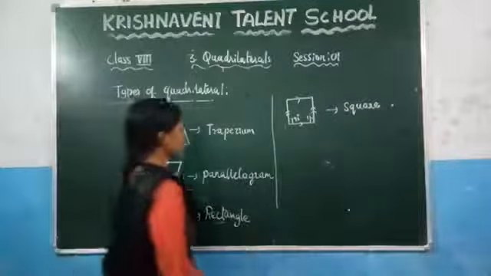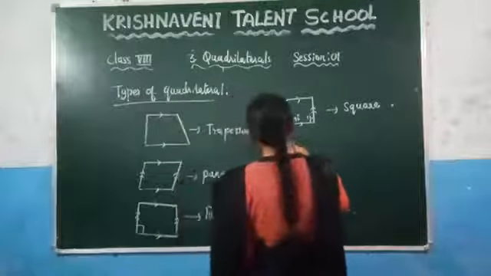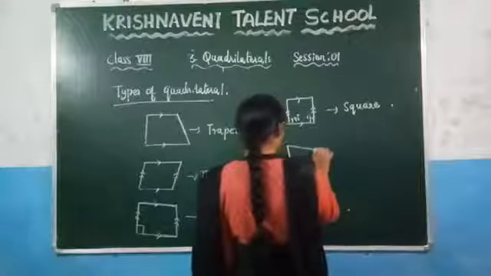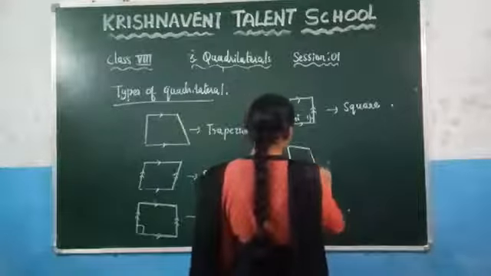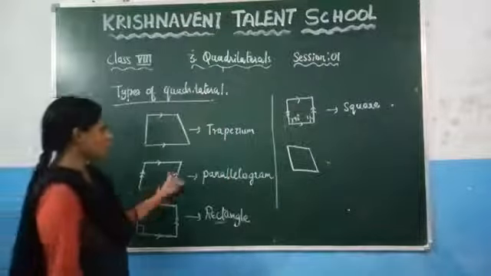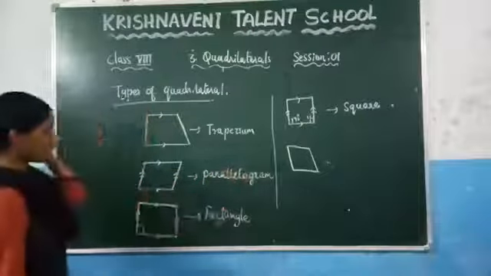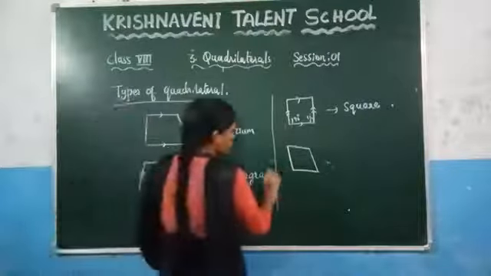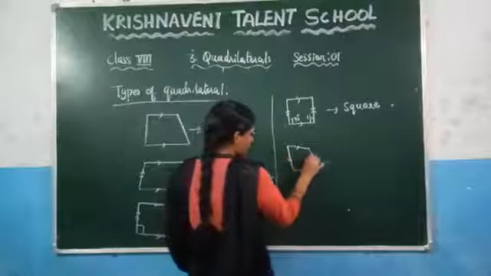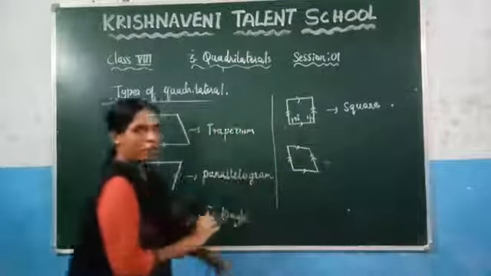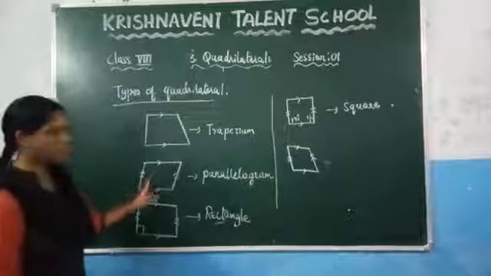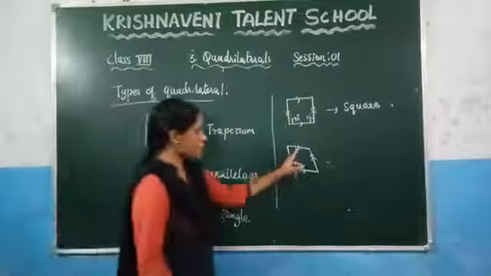Now see the next one, which is here. This is the next type of quadrilateral. What is the difference between these two? Here you can observe that these two sides are also parallel, right? This side is parallel to this side, and similarly this side is also parallel to this side. And what is the difference between these two here? Here the adjacent sides are not equal, but in this case the adjacent sides are equal.